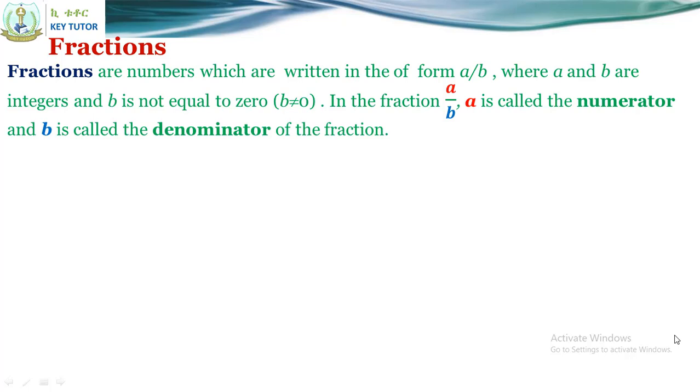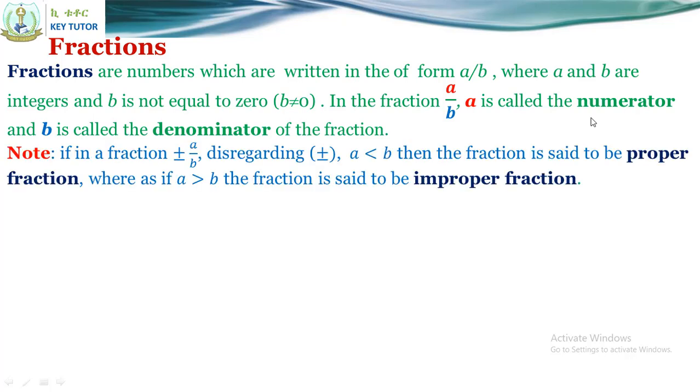A and b are integers and b is not equal to 0. In the fraction a over b, a is called the numerator and b is called the denominator of the fraction. So let's note, in a fraction plus or minus a over b, the plus or minus sign indicates the sign of the fraction. If it is positive, you take a plus sign, and if it is negative, a minus sign.